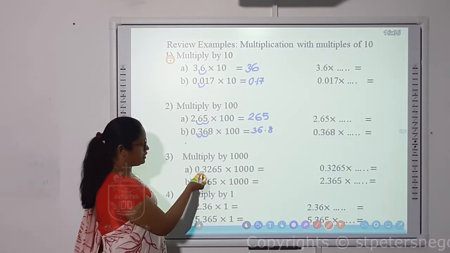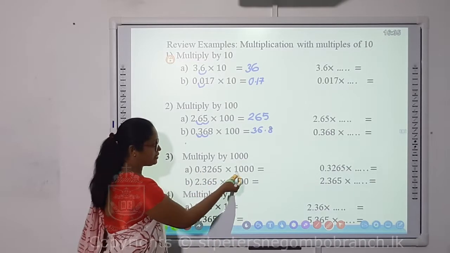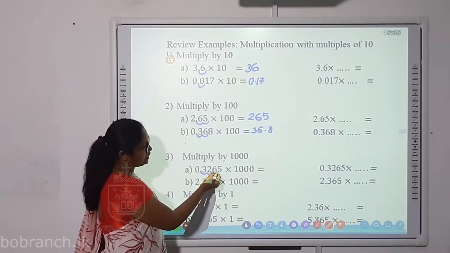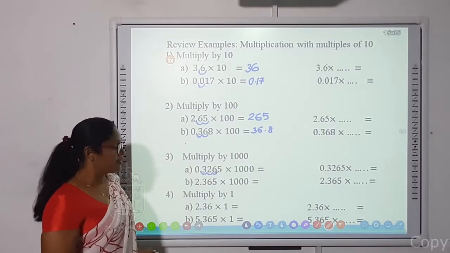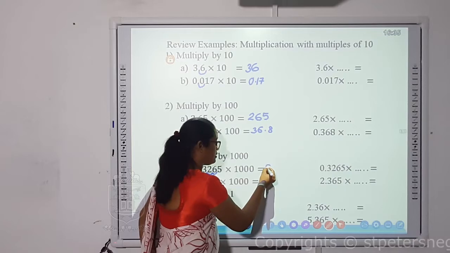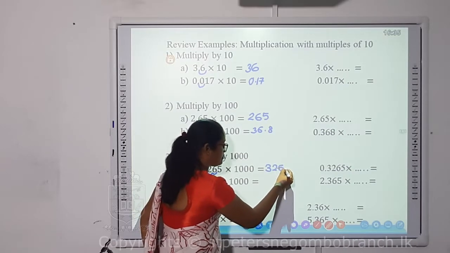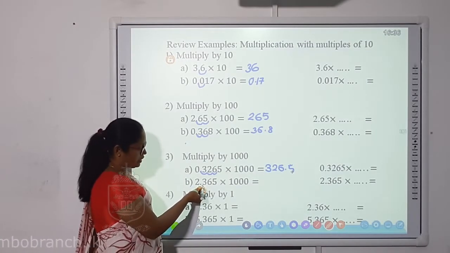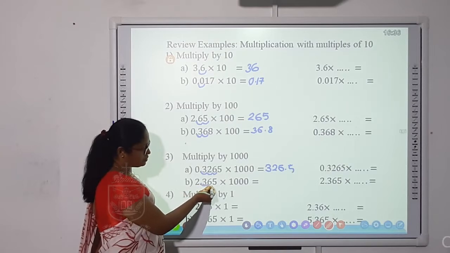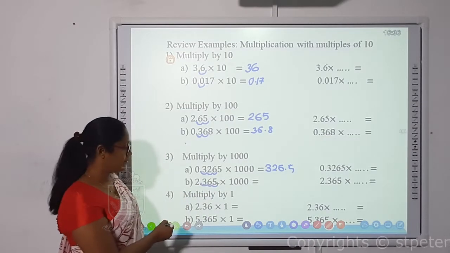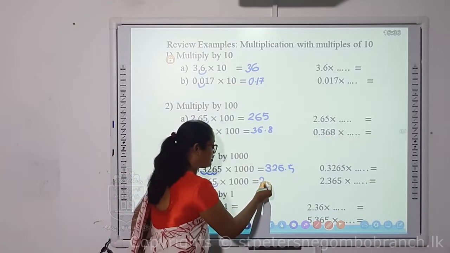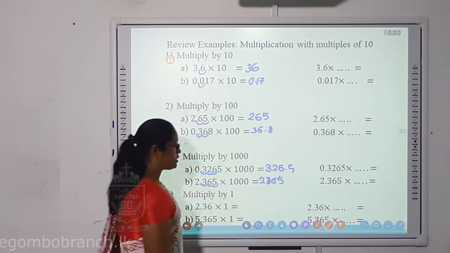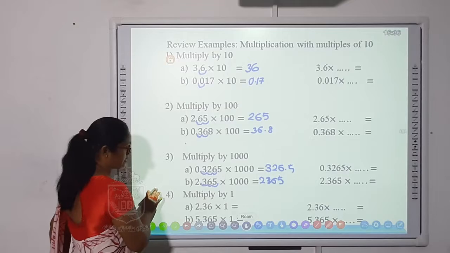We should shift this decimal place to the right by 3 places. 1, 2, 3. The answer will be 326.5. The second question, we follow the same way. So 1, 2, 3, the decimal place comes after 5. So the answer will be 2365. Okay, we will move to the next category.